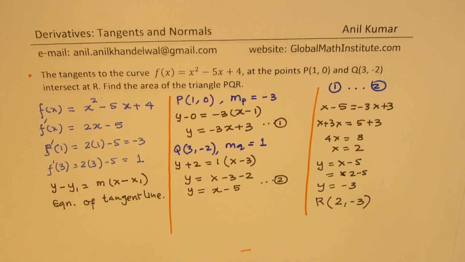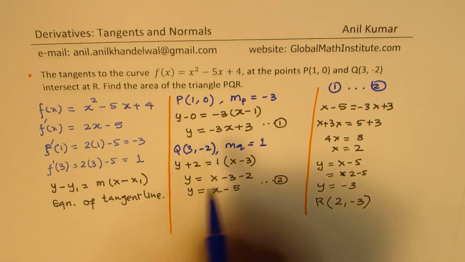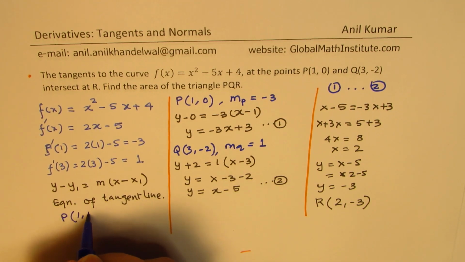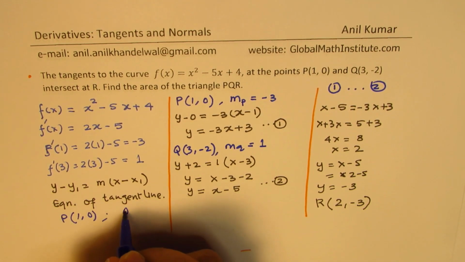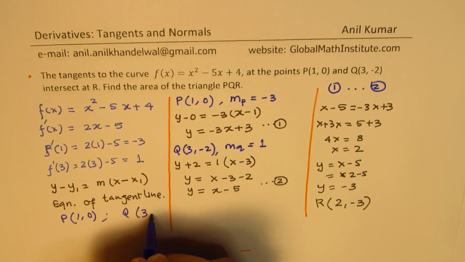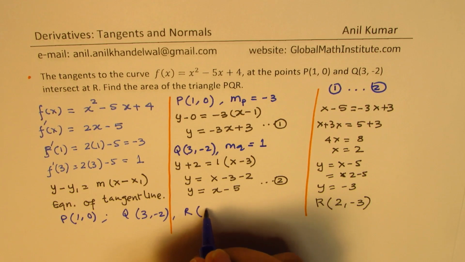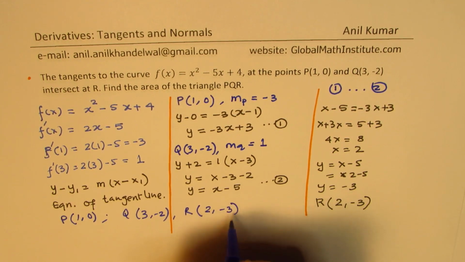So we got the point of intersection, and now we are going to find the area of the triangle. So we have 3 points. We are given point P, which is (1, 0). We know point Q, which is (3, -2). And then we know point R, which we just calculated as (2, -3).